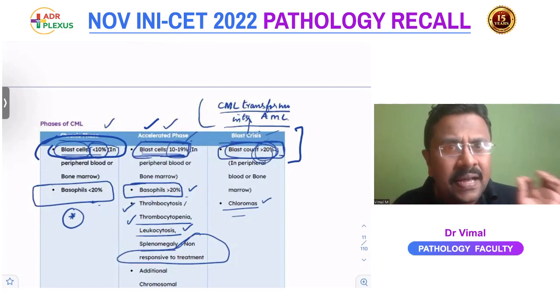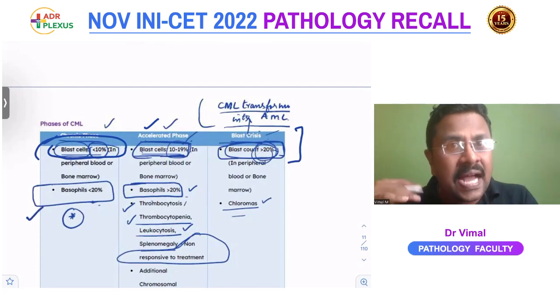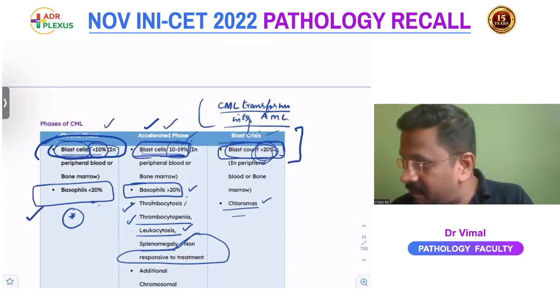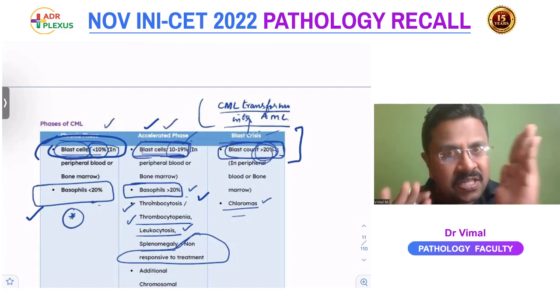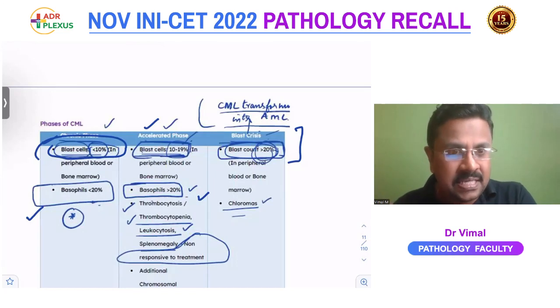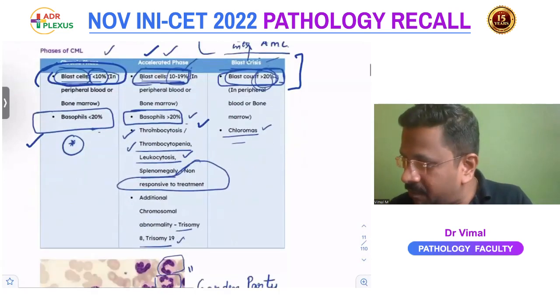Coming to basophilia, in the chronic phase the basophils will be less than 20%, and in the accelerated phase the basophils will be more than 20%. This is very important, guys. These numbers may confuse you, but remember easily: blasts less than 10% in chronic phase, 10 to 19% in accelerated phase, and more than 20% in blast crisis. Basophilia is less than 20% in chronic phase and more than 20% in accelerated phase. This is an important thing.